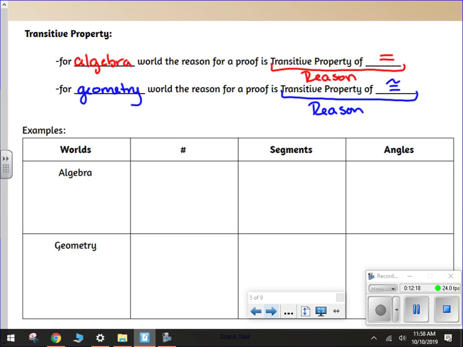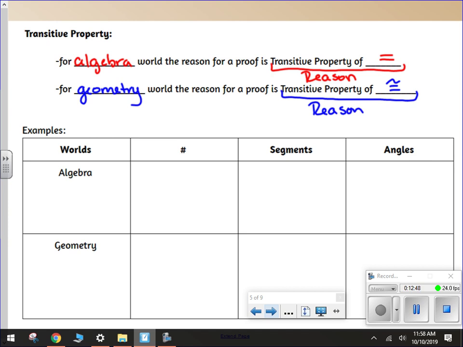So I'm going to do the number version here. And I want you guys to think of our law of syllogism. So transitive property is like the application of the law of syllogism in our proof. We will never ever use the law of syllogism as a reason. If we have something like that, we use transitive property. So, for instance, let me do an actual number example.